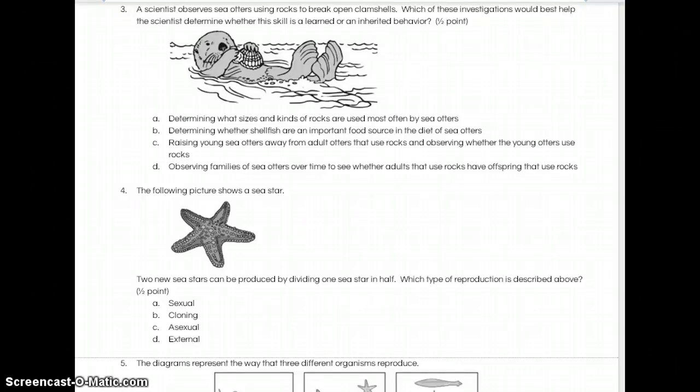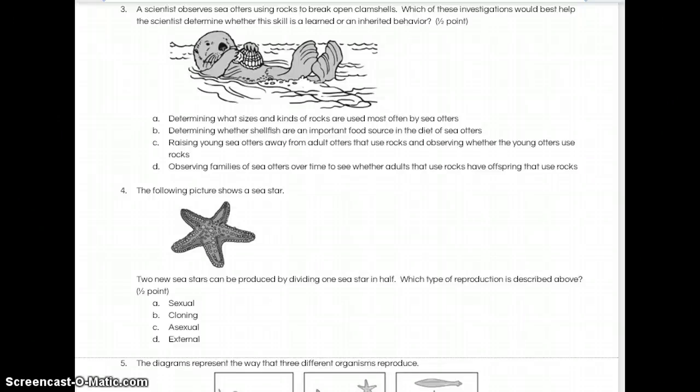A. Determining what sizes and kinds of rocks are used most often by sea otters. B. Determining whether shellfish are an important food source in the diet of sea otters. C. Raising young sea otters away from adult otters that use rocks and observing whether the young otters use rocks. D. Observing families of sea otters over time to see whether adults that use rocks have offspring that use rocks.